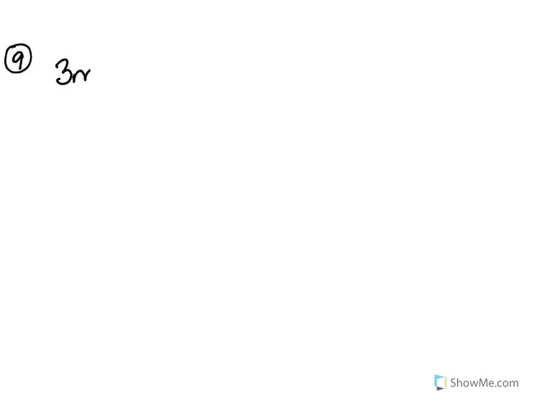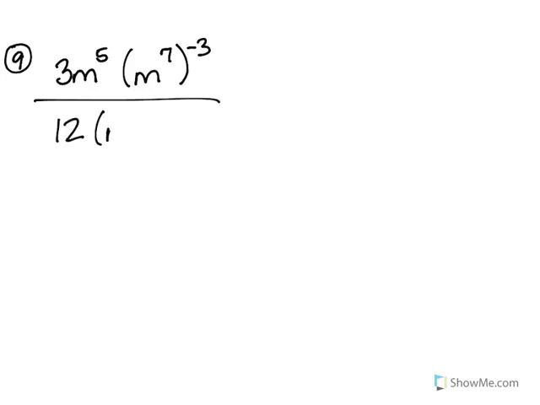Number 9 says simplify: 3m to the 5th times m to the 7th, raised to the negative 3rd, over 12m to the 11th, raised to the negative 2nd. So this is simplifying and dealing with your exponent rules. So we're first going to take care of the what? The parentheses, good. And when you have an exponent to an exponent, what operation do you do?